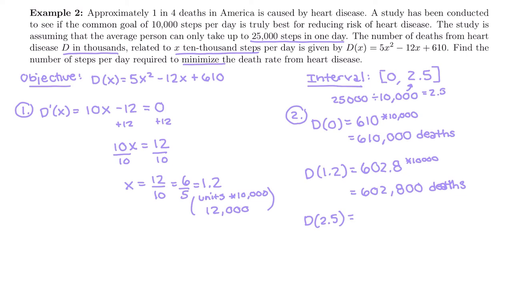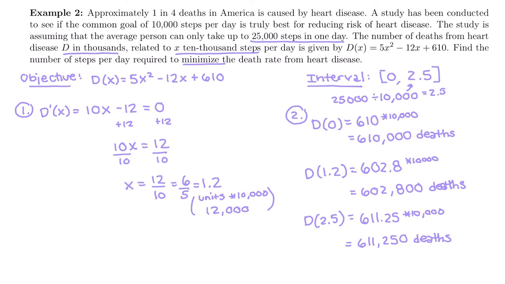But lastly, what if we say, you know what, do the best you can, try to hit that 25,000 steps, which is quite a bit, every single day. What's going to happen to the death rate? When I plug in 2.5 into the original function, I'm getting 611.25 times 10,000. So it's going to be 611,250 deaths.